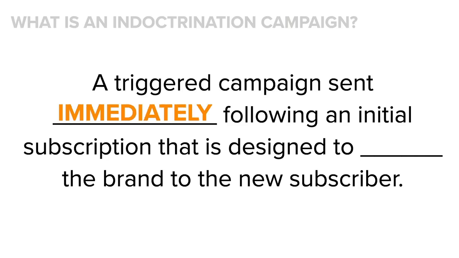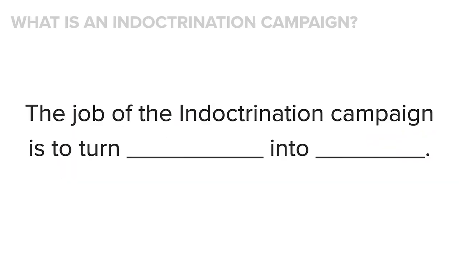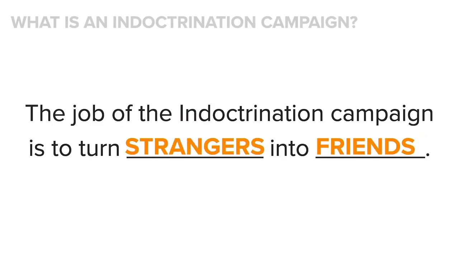So let's define the indoctrination campaign. The indoctrination campaign is a triggered campaign sent immediately following a subscription that's designed to bond the brand and the new subscriber, right? Think relationship. Think the natural order of human-to-human contact. Think what you would do if you met someone new, a new neighbor, or a new coworker. We need to recreate that human interaction via email, via automated email. So the job of this indoctrination campaign is to turn strangers into friends, right?